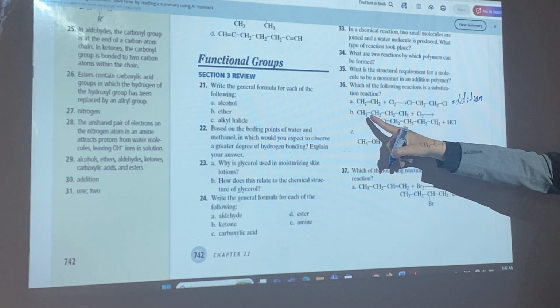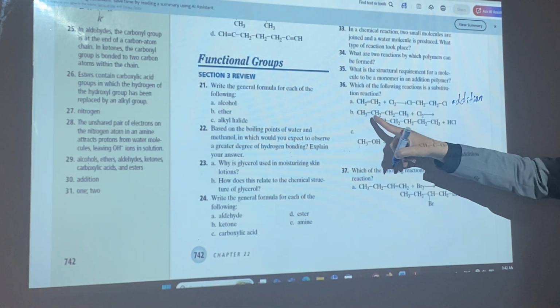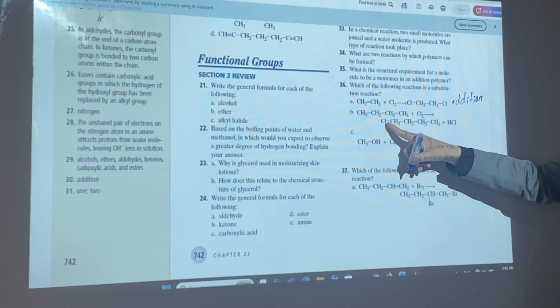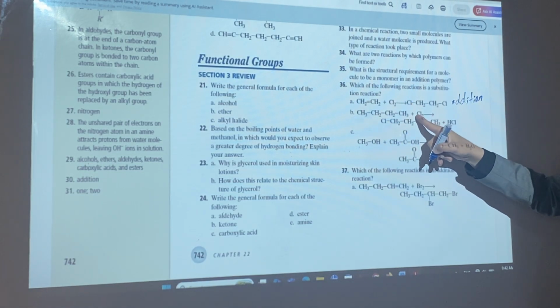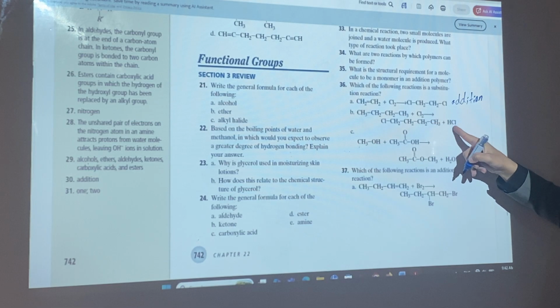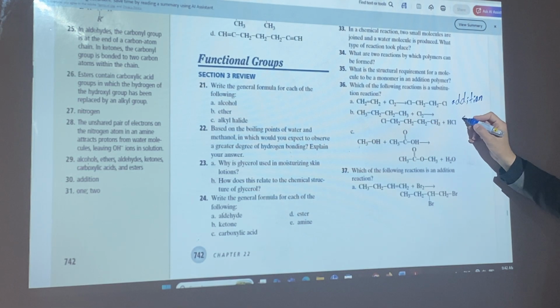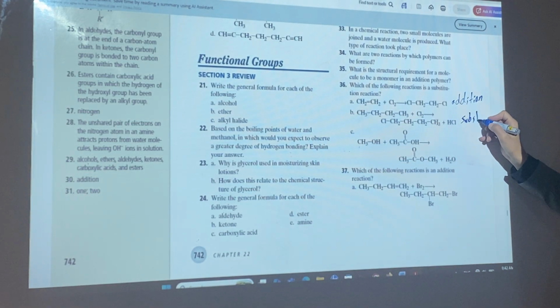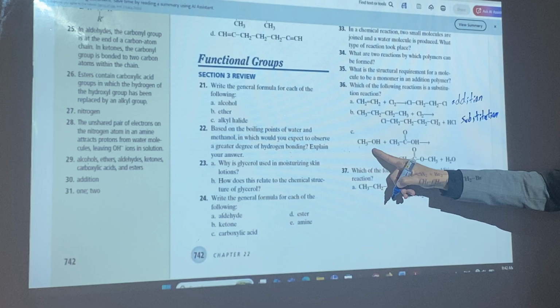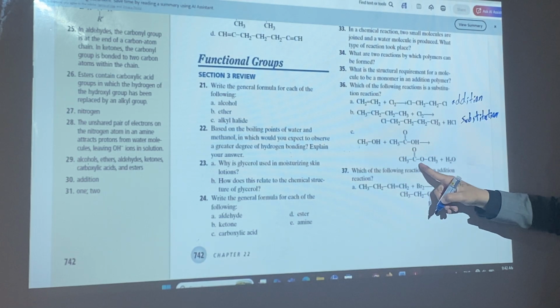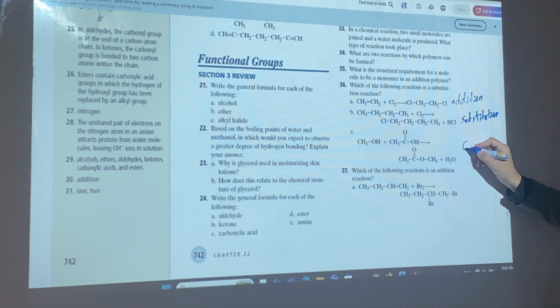In this reaction we have also CH3 changed to CH2, and Cl combined with CH2, and the hydrogen combined with Cl from Cl2 producing HCl. So we have a substitution reaction. Here we have 2 molecules combined producing a big molecule with water. We have condensation here, a condensation reaction.